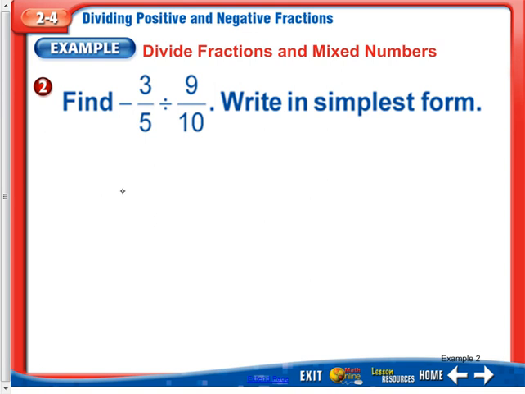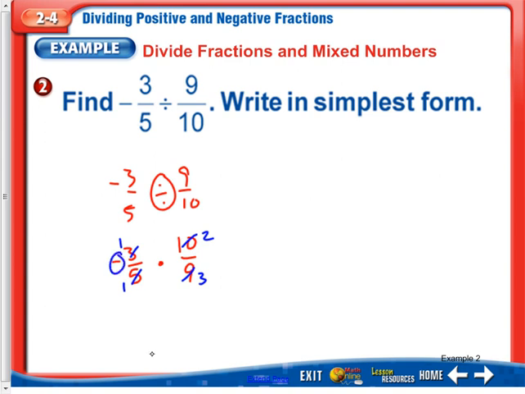Let's copy negative 3/5 divided by 9/10. I'm going to circle this division so I remember to flip it. The first number stays the same: negative 3/5 times 10/9. Now I'm going to simplify where I can. I can divide the 3 and the 9 by 3, and the 5 and the 10 by 5. I'll multiply straight across. I'm going to have a negative answer, so negative 2/3, and that is in the simplest form.